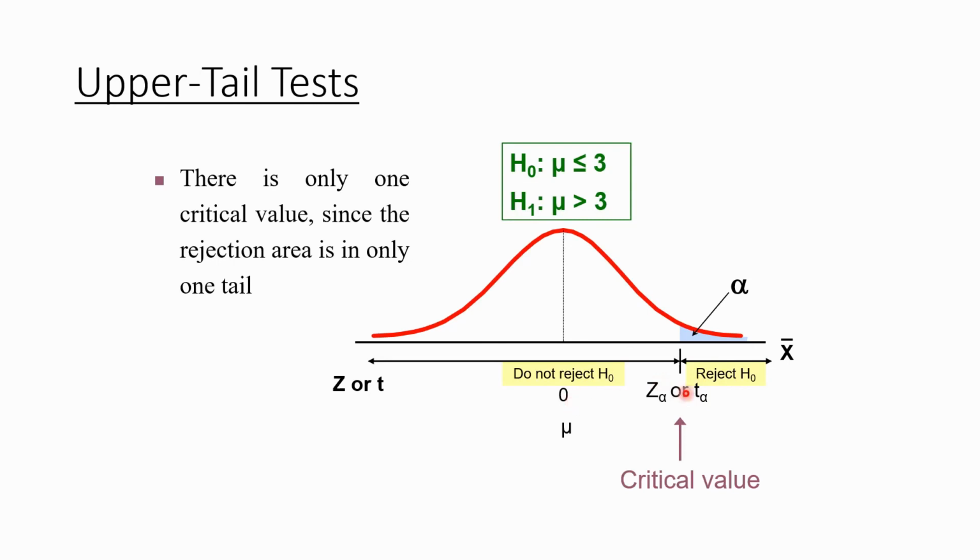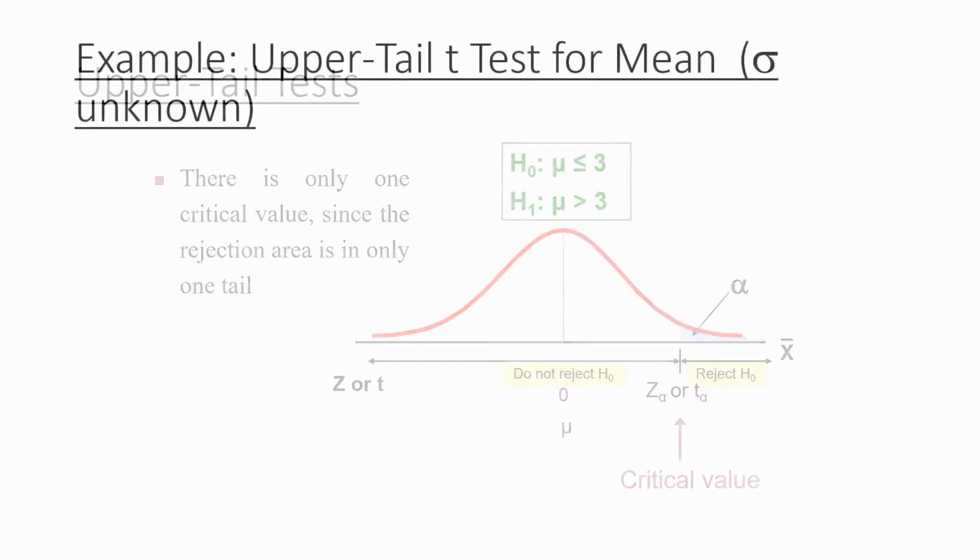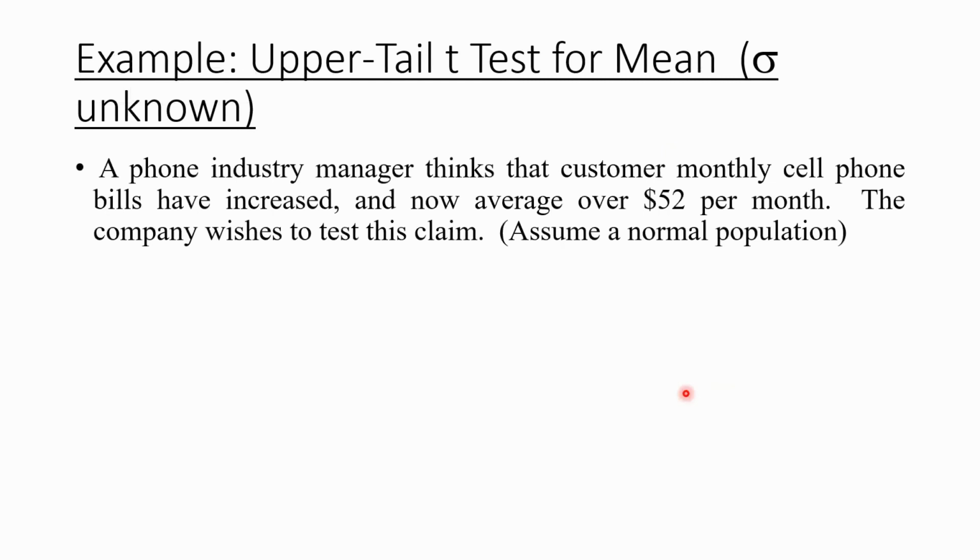So let's have a look at an example now. We'll have a look at an example of an upper tail test. So you're told a phone industry manager thinks that the customer monthly cell phone bills have increased and now average over $52 per month. The company wishes to test this claim. So you're given, within brackets, assume a normal population.